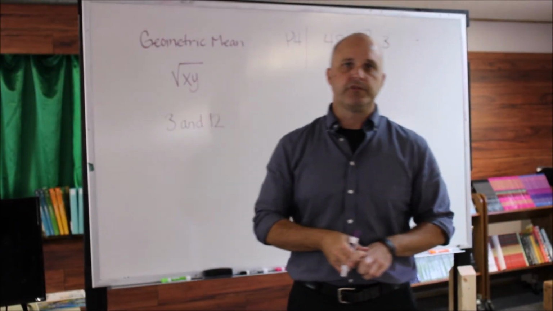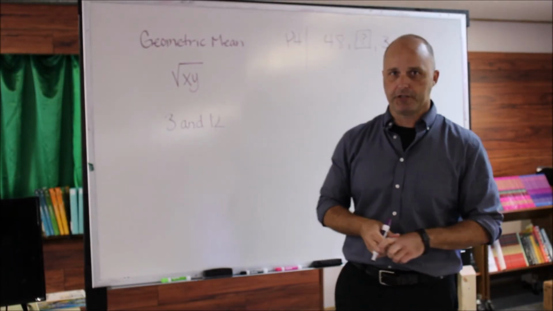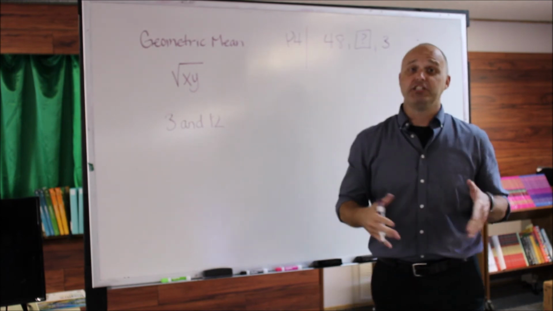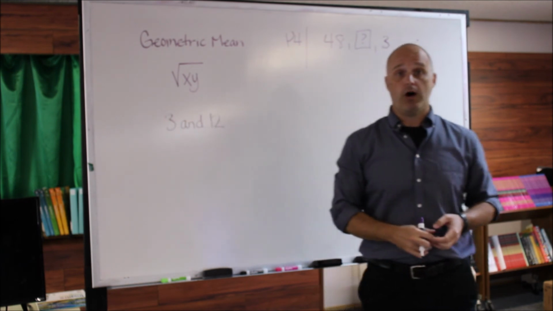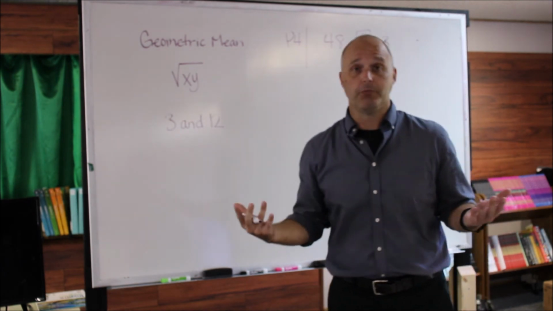For the last problem in this section, we're going to look at a concept called the geometric mean. Now, the geometric mean is actually a fairly easy thing to find. It's just going to be the square root of x times y, where x and y are just two numbers.